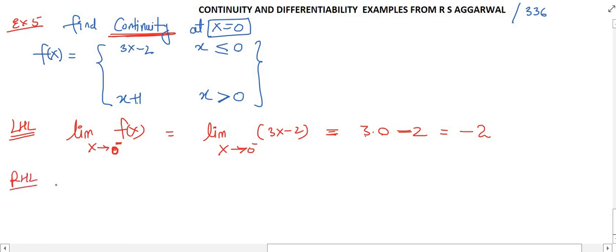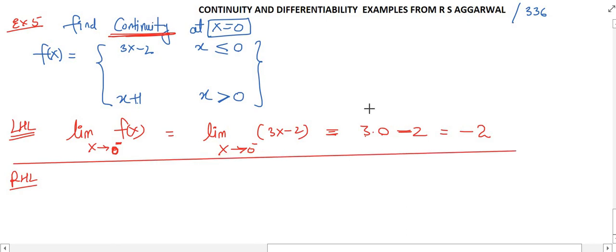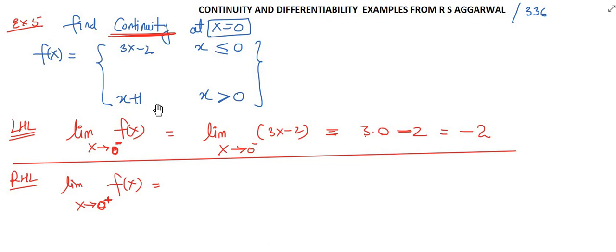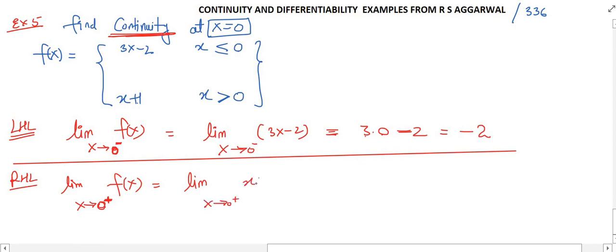Now RHL. For RHL, to separate out, don't mix it up. For RHL, limit x is tending to 0 plus f of x. 0 plus means little bit more than 0. Which one should I take? Little bit more than 0 is this. So I will take limit x tending to 0 plus x plus 1, this one.